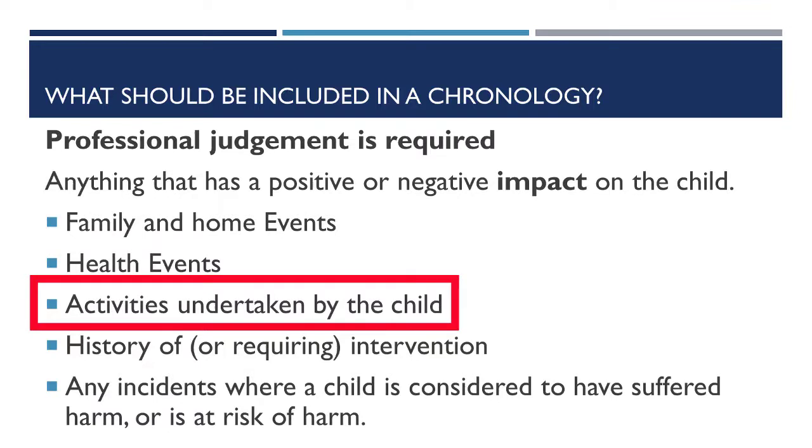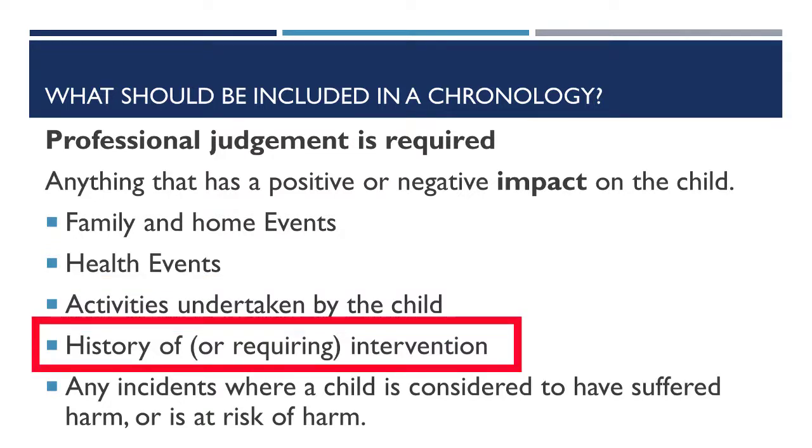Activities undertaken by the child that may have an impact include education, training and employment history, such as changes in school, absences or exclusions, starting training or work. Transitions and life changes such as moving from primary to secondary school. Out of the ordinary events, such as if a child begins to stay out late, or they have excessive visitors to the home, or a child going missing.